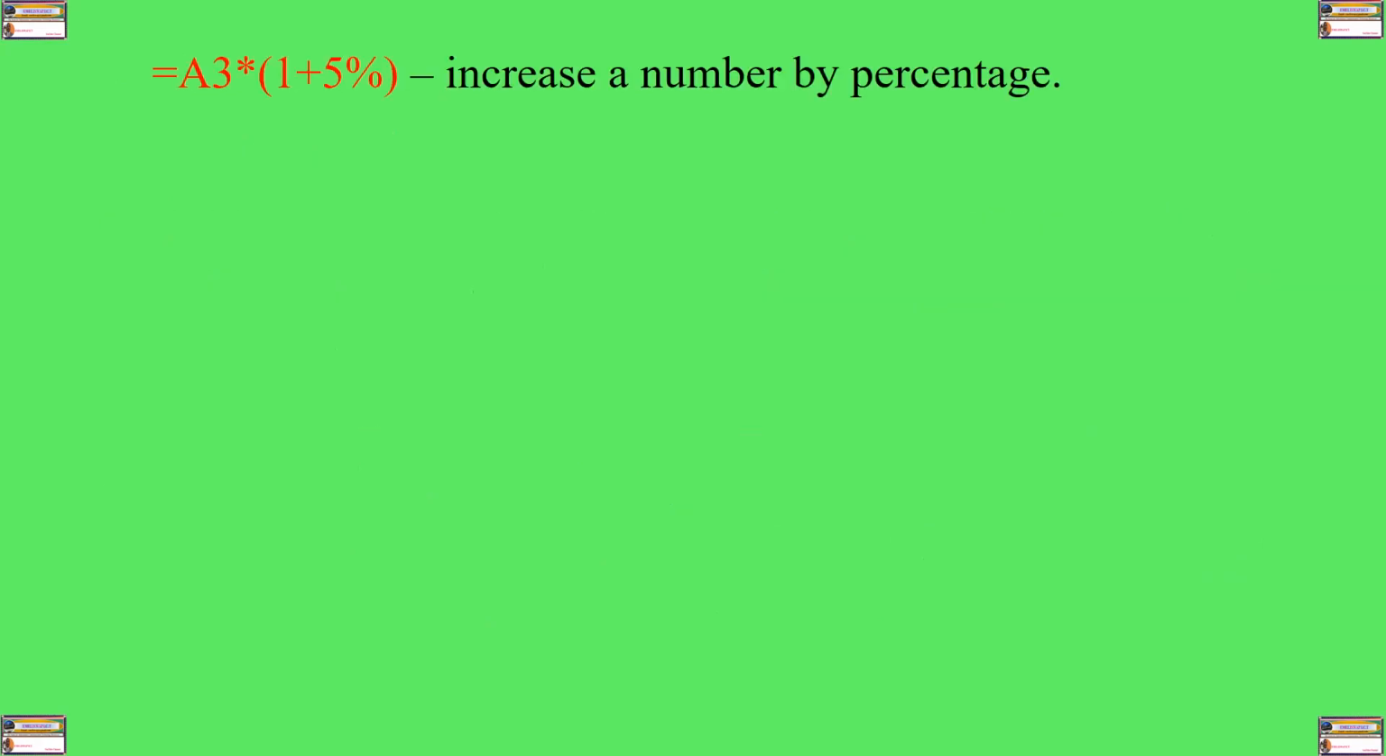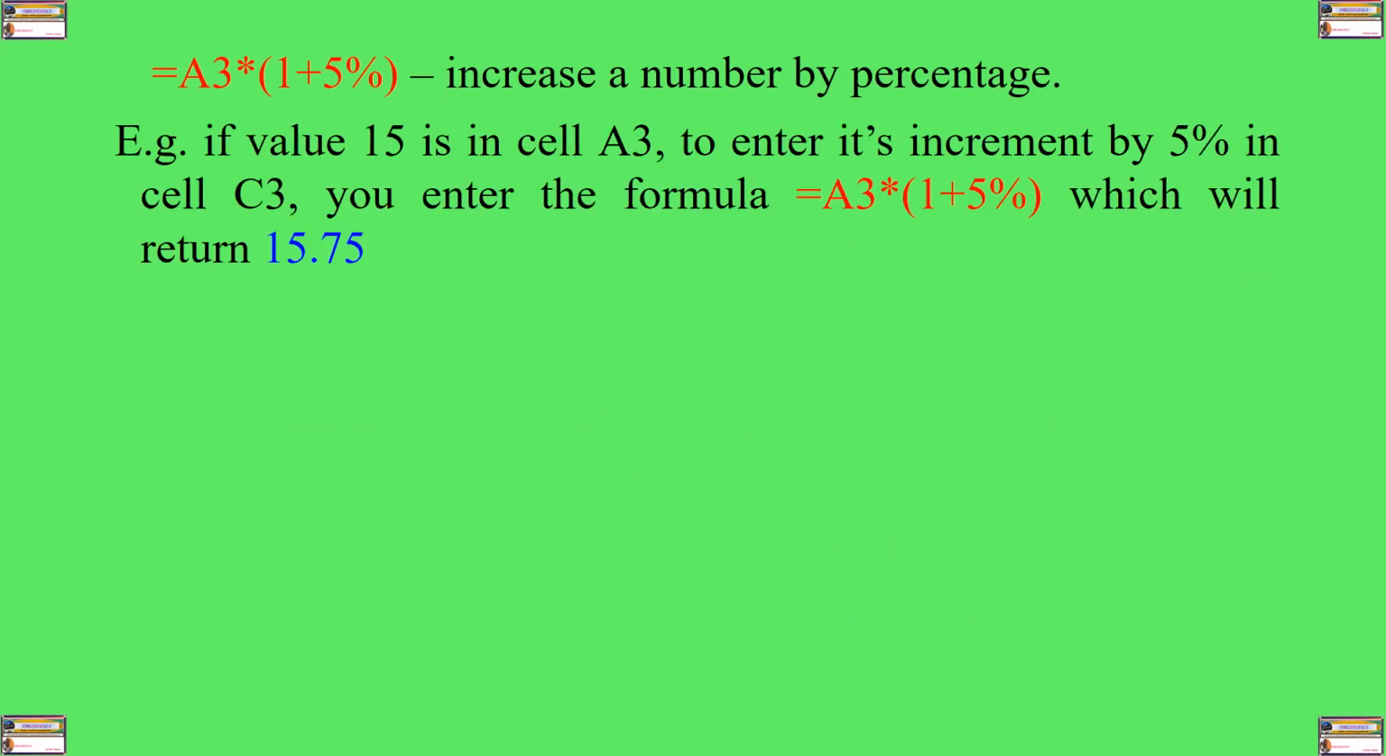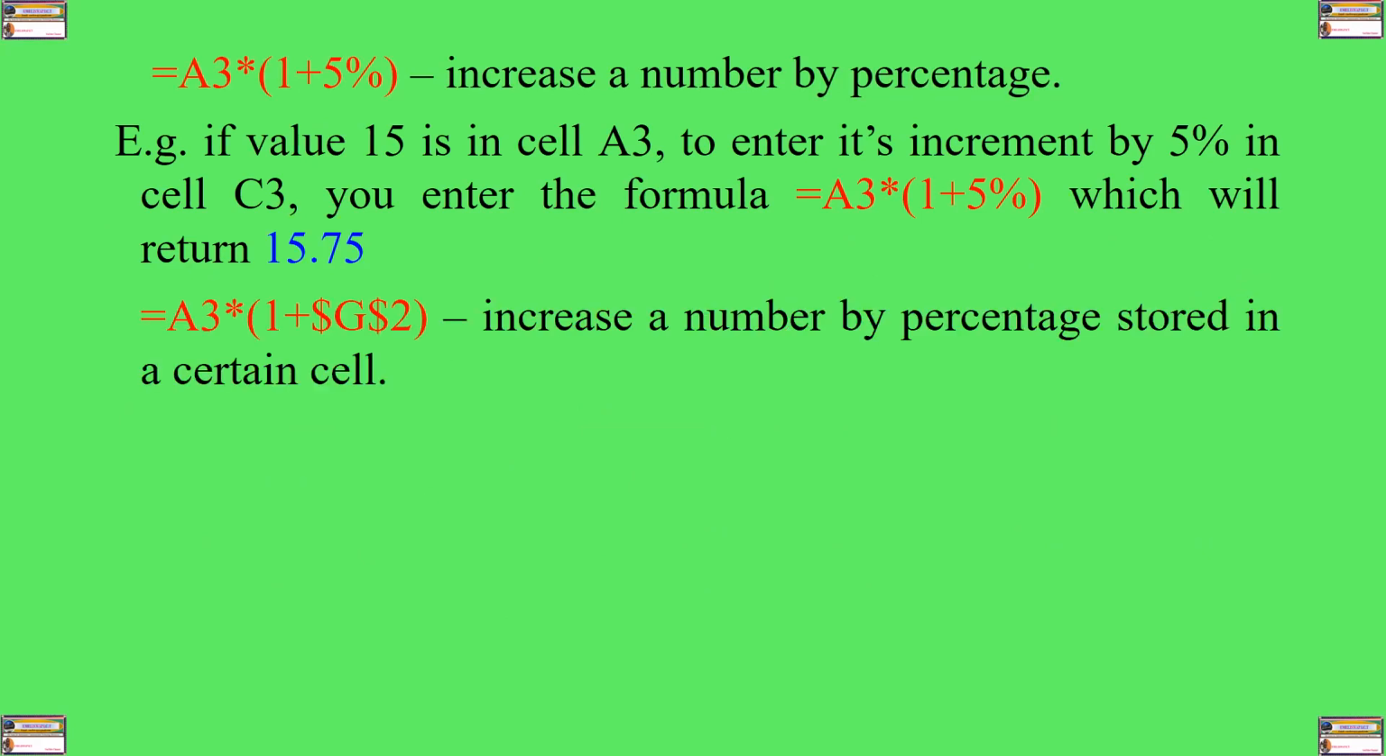If you have a formula like this one, it will increase a number by a percentage, by 5%. For example, if value 15 is in cell A3, to enter its increment by 5% in cell C3, you would enter the formula equals to A3 multiplied by opening parenthesis 1 plus 5% closing parenthesis, which will return 15.75.